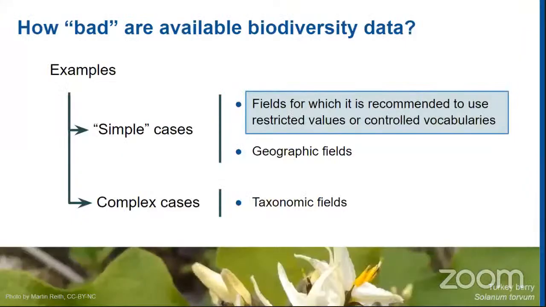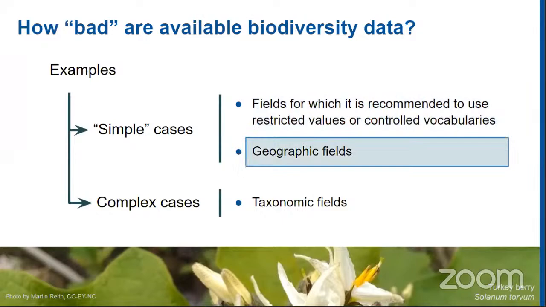Now, I mentioned here, we've seen some examples for cases that require controlled vocabularies. We're going to look a little bit at geographic information. What happens with the geographic data that is associated with the biodiversity data records.